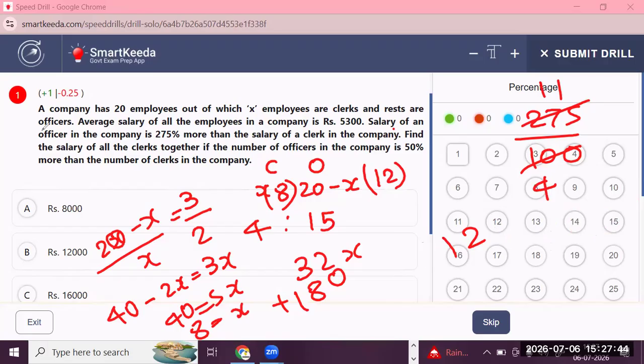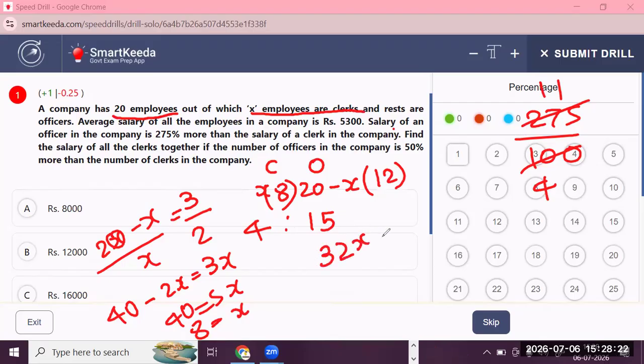कितना इजी क्वेश्चन तो नहीं बताना. यहाँ तो x तक वैल्यू सीधी. ये है क्लर्क है 12 because we have 20 employees out of which x are clerks and the rest are officers, है ना. तो x का वैल्यू जो 8 आ गया. नाउ हम इन दोनों की कंबाइंड सैलरी, एवरेज सैलरी ऑफ एवरेज में ही है.